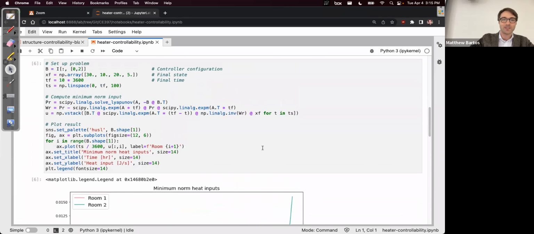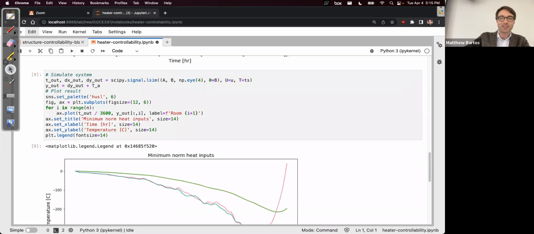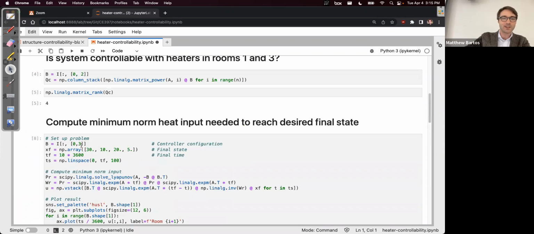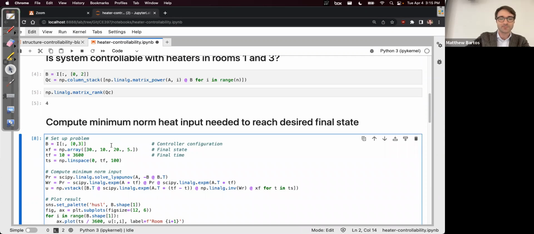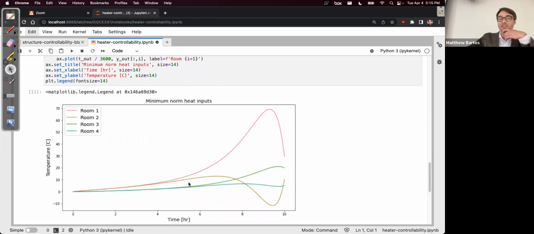And depending on which rooms we put the heater in, you can get paths that look even stranger. Oh, that doesn't look right. Sorry, yeah, 0, 1. So in this case, it has to bring the temperature in the room up to 70 degrees Celsius before it can bring it back down to the desired temperature. And this just has to do with driving the system to that desired final state. Using heaters in just 2 of the rooms is not practical.